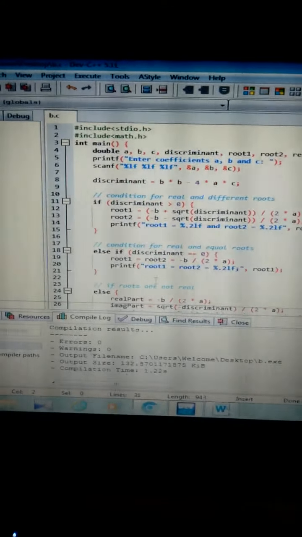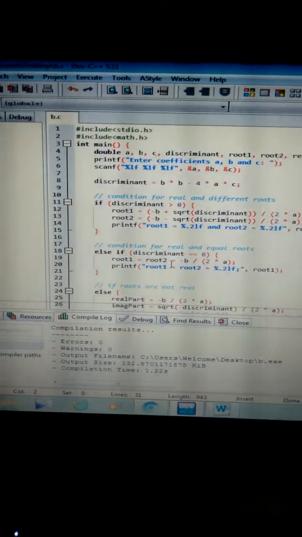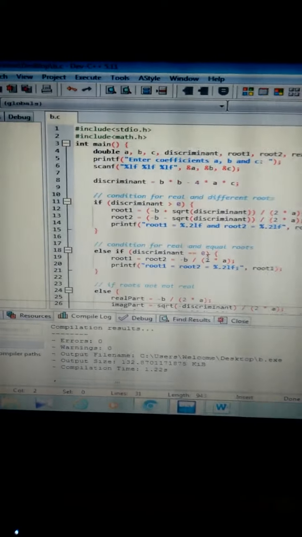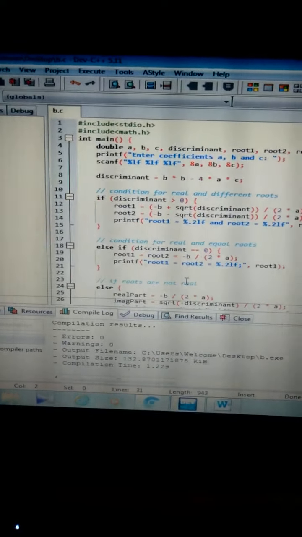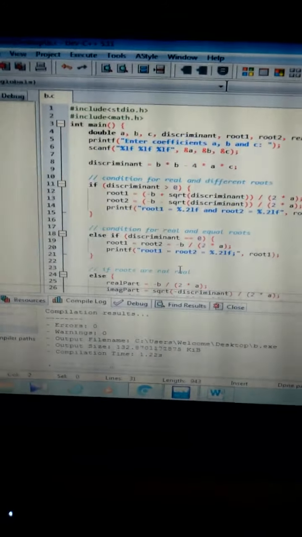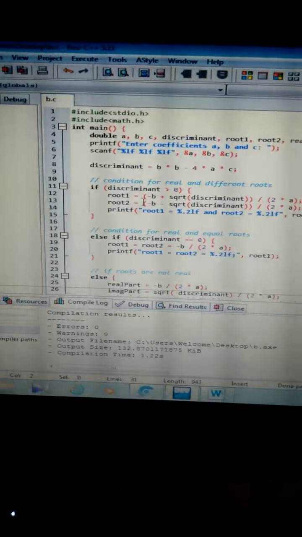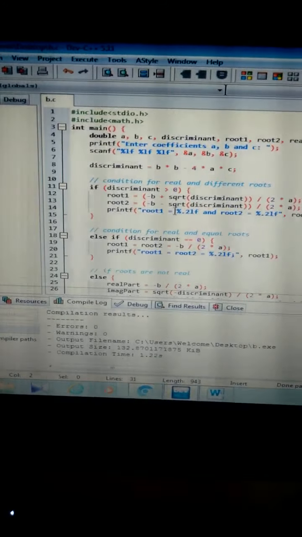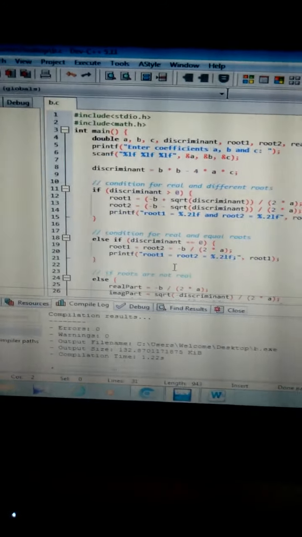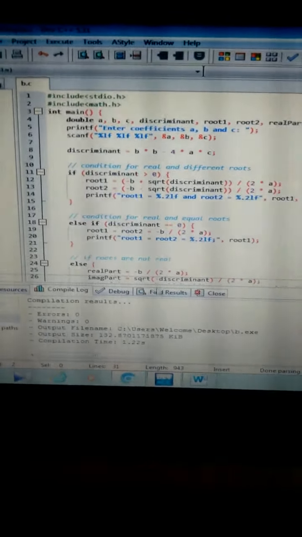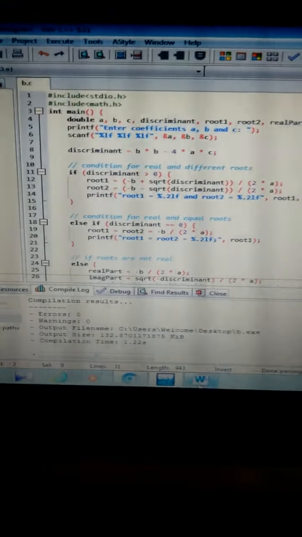See here in the program. If discriminant is equal to 0, then roots are real and equal. We are calculating the values by taking the root 1 formula and root 2 formula here. If we go on calculating by substituting the coefficients, we get the result. Now let us see the third case.